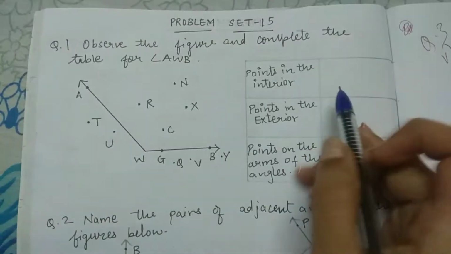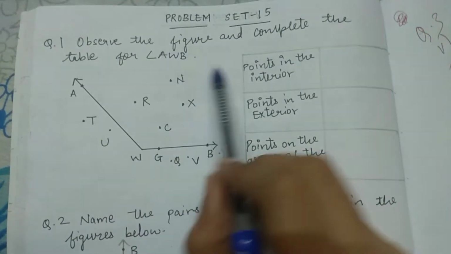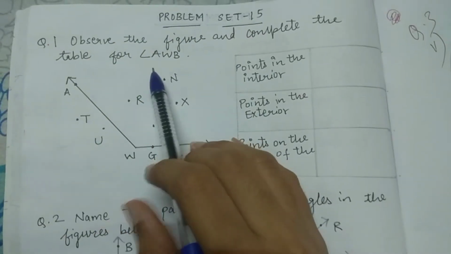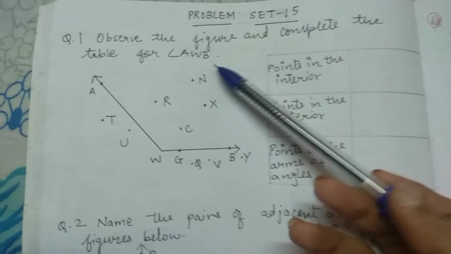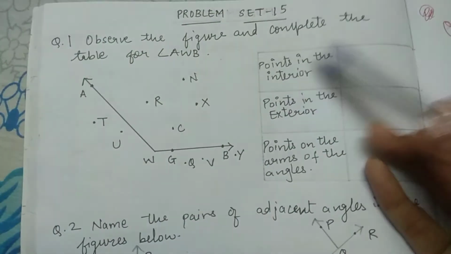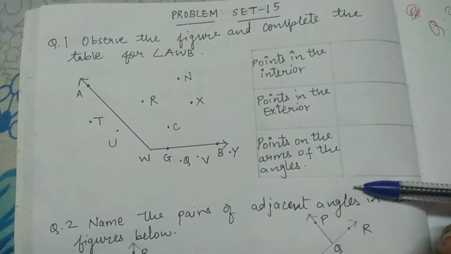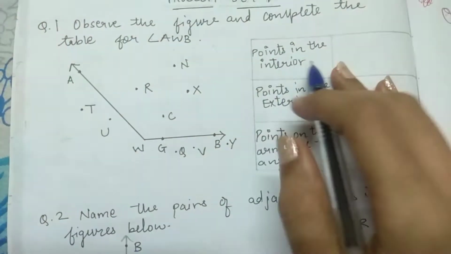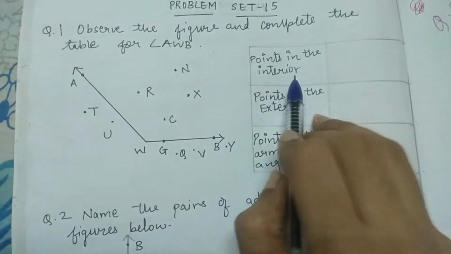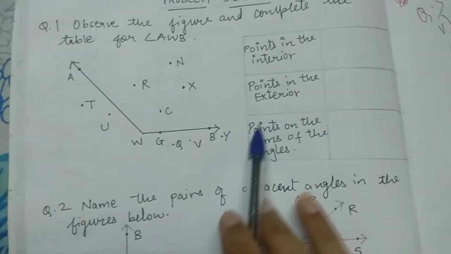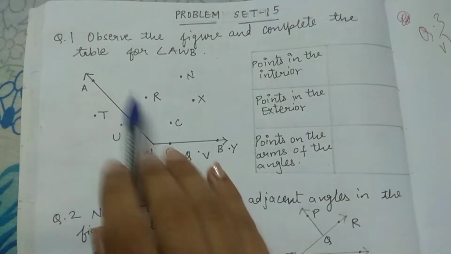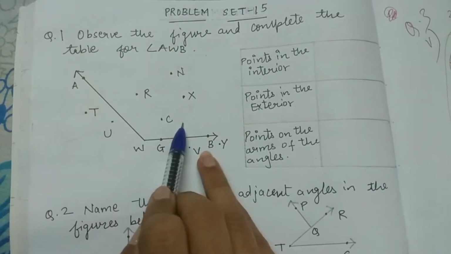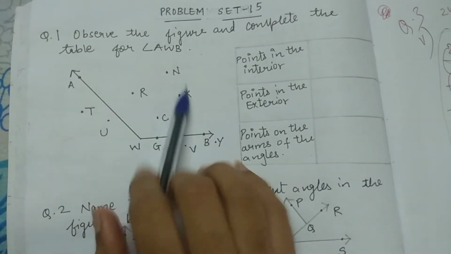Problem set 15. It says observe the figure and complete the table for angle AWV. By observing the figure, we have to fill in this table. It says points in the interior, points in the exterior, points on the arms of the angle. Interior points means between the arms of the angle. So these are the interior points.